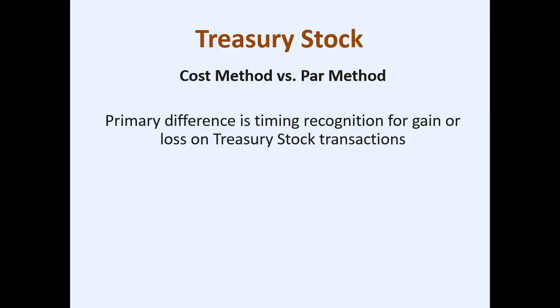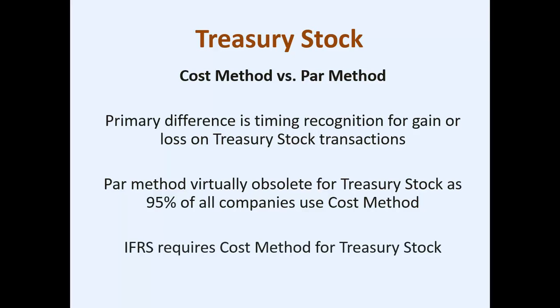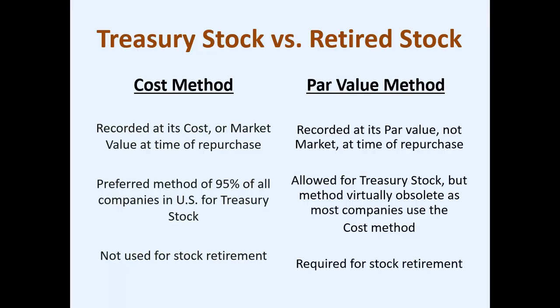Most companies now do the cost method only for treasury stock, although in some states, corporations could choose to still call it treasury stock and follow the par method. The par method actually is virtually obsolete for treasury stock, as 95% of all corporations do follow the cost method of accounting when buying back treasury stock. And actually, IFRS requires the cost method. They don't allow the par method.